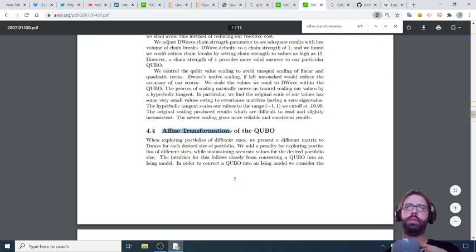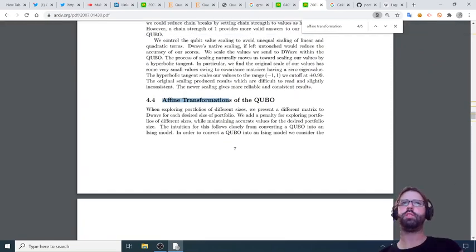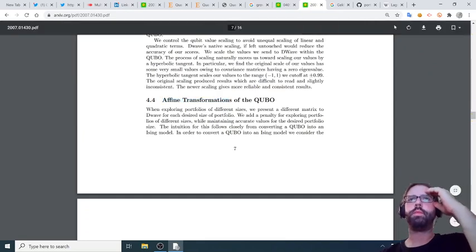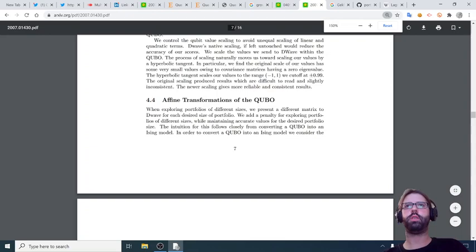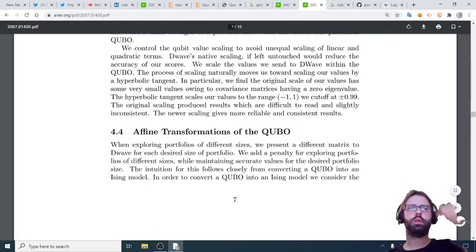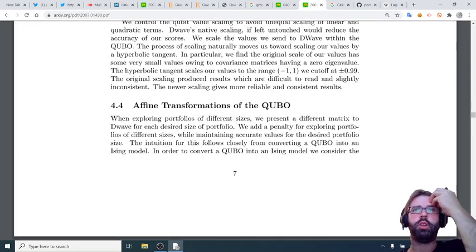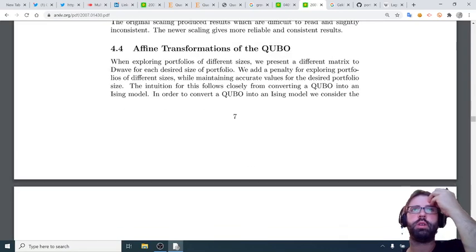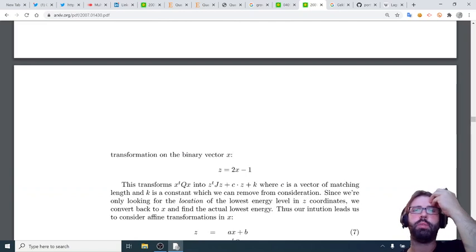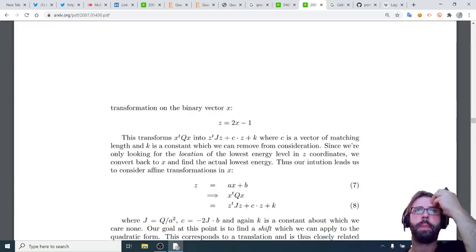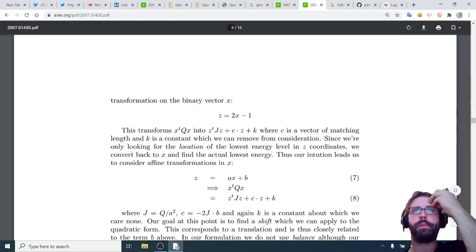When exploring portfolios of different sizes, we present a different matrix to D-Wave for each desired size portfolio. We add a penalty for exploring portfolios of different sizes while maintaining accurate values for the desired portfolio size. The intuition for this follows closely from converting a QUBO into an Ising model. In order to convert a QUBO into an Ising model, we consider the transformation on the binary vector x. Since we're only looking for the location of the lowest energy, there's a criterion to convert back to x and find the actual lowest energy.